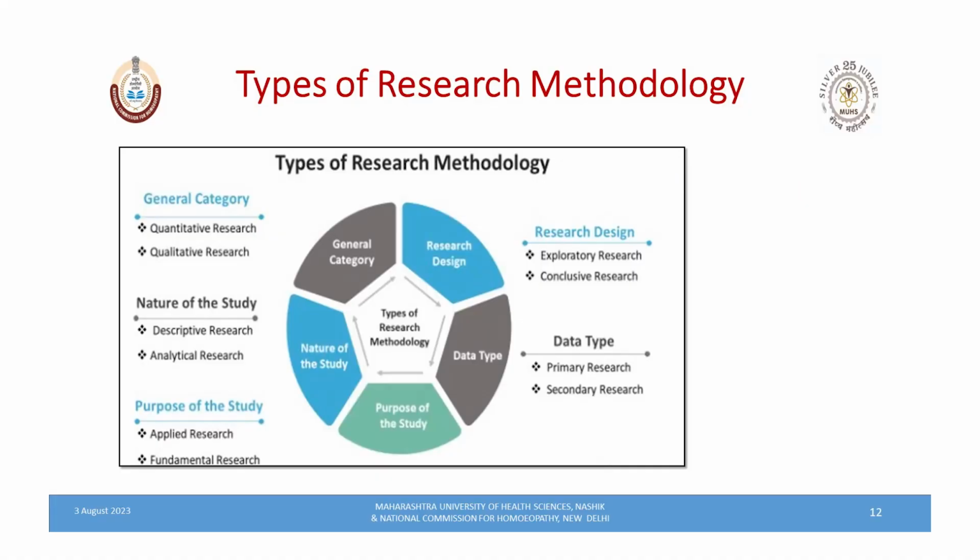This slide clarifies the research in various categories depending upon its nature, purpose, research design, and data type. Types of research methodology can be of different categories. The general category can be quantitative or qualitative, depending on the nature of the study; descriptive or analytical, depending on the purpose of the study; applied or fundamental, depending on the design; exploratory or conclusive; and depending on the data available, primary research or secondary research.